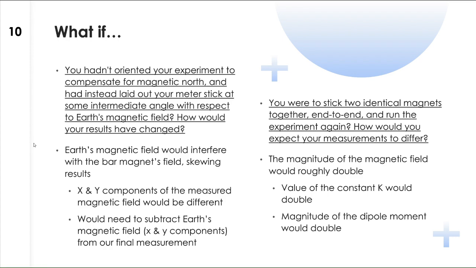If we hadn't oriented our experiment to compensate for magnetic north, the Earth's magnetic field would have interfered with the bar magnet's field and skewed both the x and y components of our results. And then if we stuck two identical magnets together, the magnitude of the magnetic field would roughly double, and that's because the value of the constant k would double and the dipole moment magnitude would also double.